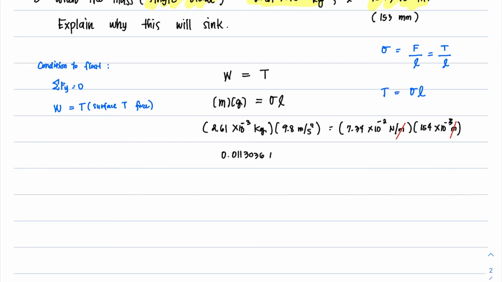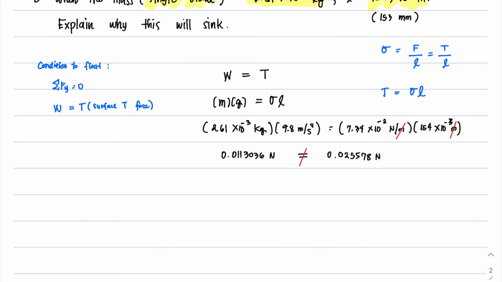0.0113036 newton, and then 0.02557 and 78 newtons. So as you can see, it is very clear that these are not equal at all. And then which force is stronger in this case? Just look at, is it the weight or the tension? So clearly it is 0.01 versus 0.02.